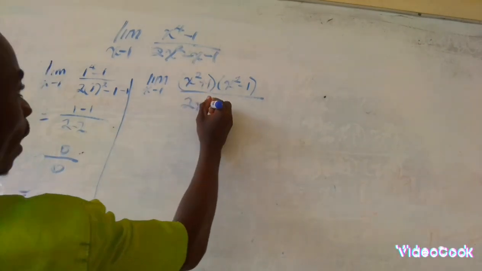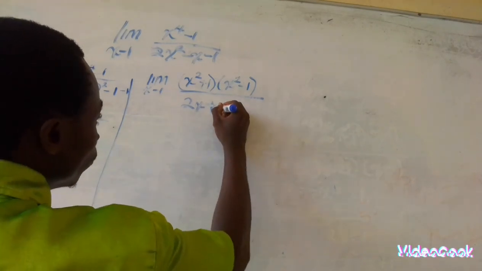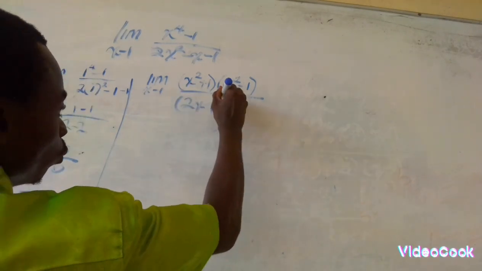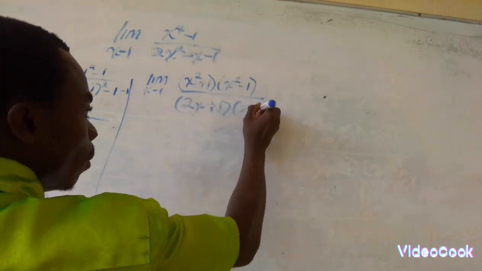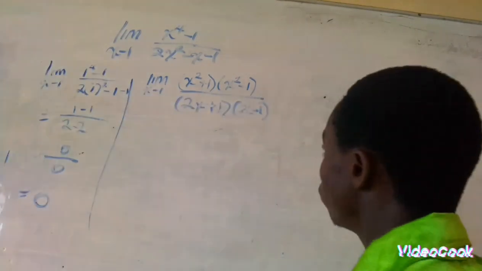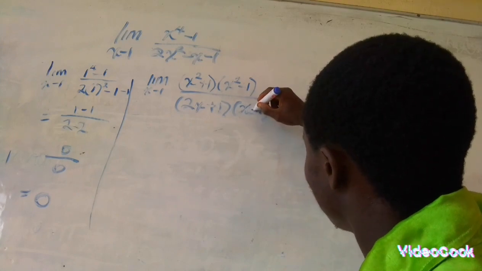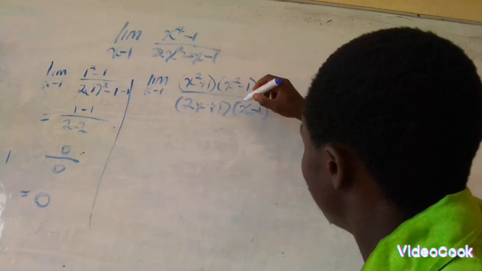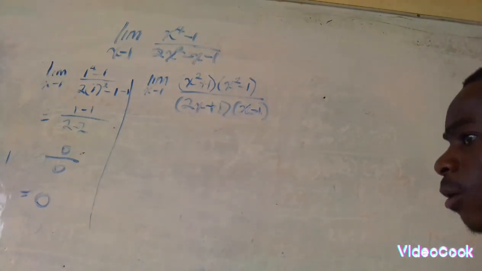2x plus 1. We have 1 here. 2x plus 1 multiplies x minus 1. It closes. All right? So this is how we factor this out. Now, we factored this out. What do we do next?